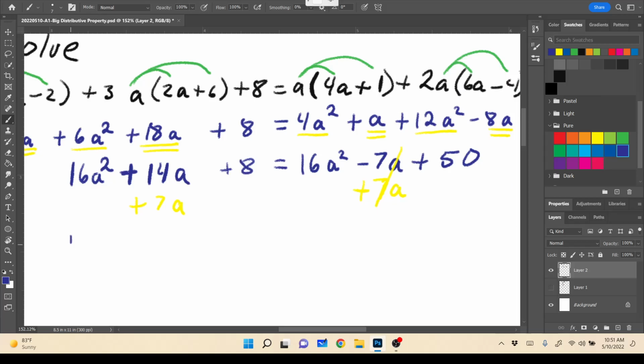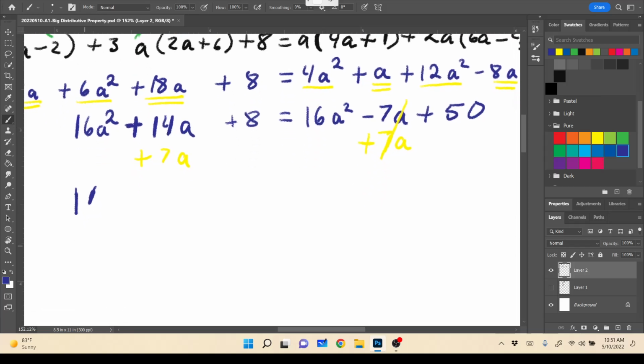Bring down the 16a squared. What's 14a plus 7a? 21. Wait, wasn't it 16a to the 4th? No, we were not multiplying them.